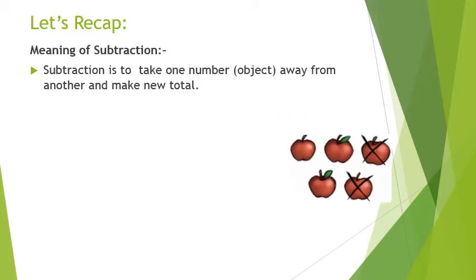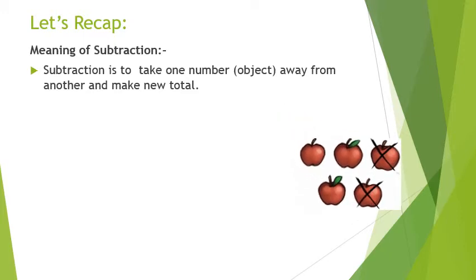You remember, children? See, 5 apples are there. From this, 2 apples I have removed or taken away. So, how many apples are left? 3 apples are left. Right? So, this is how you are going to do your subtraction sums.